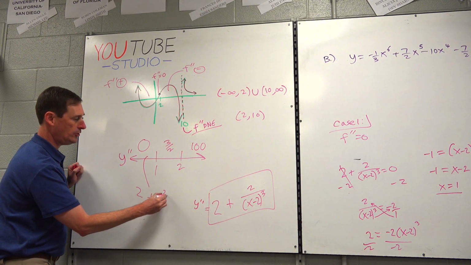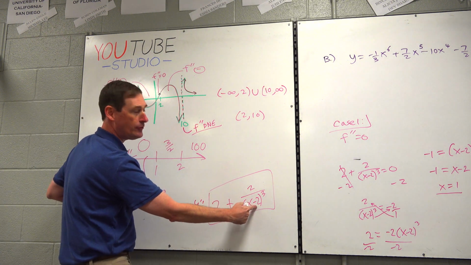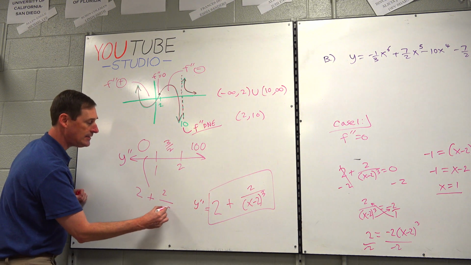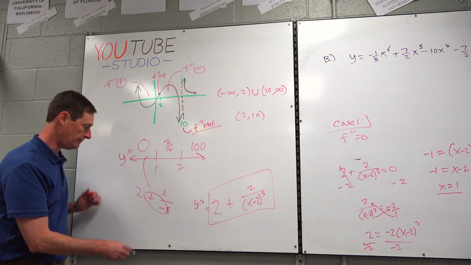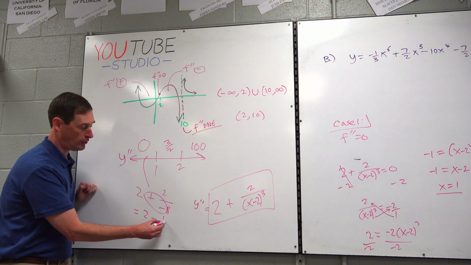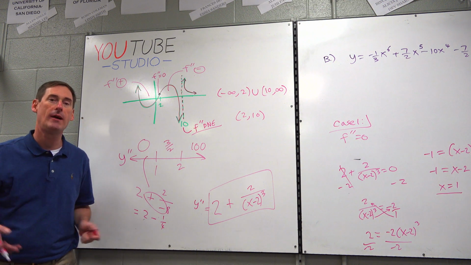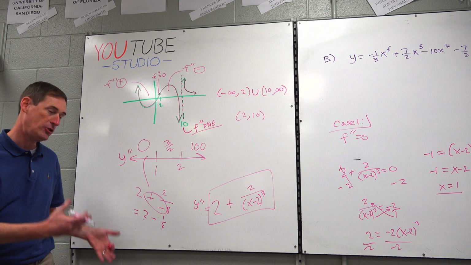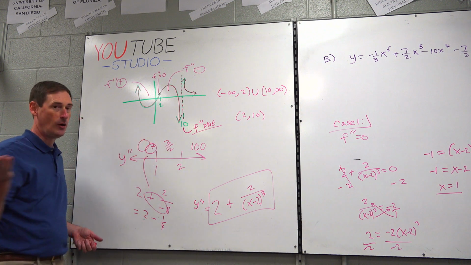2 plus 2 over 0 minus 2 is negative 2. Negative 2 cubed is negative 8. And plus minus makes a subtraction. That's 2 minus 2/8 or 1/4. That's as far as you need to go. Don't tell me what 2 minus 1/4 is. Just tell me that 2 minus 1/4 is positive. That's all we had to know.